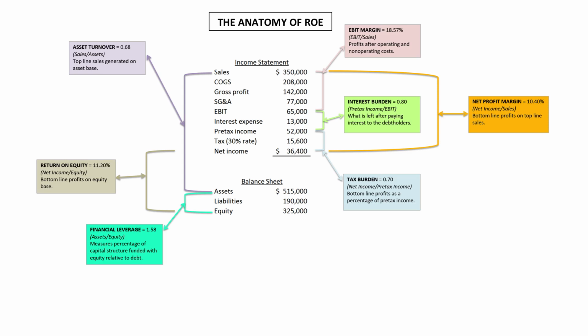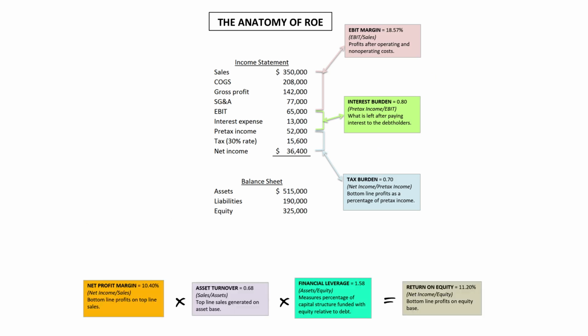Okay, now if we simply combine all this, our return on equity we know was 11.2. Profit margin, either net income divided by sales or EBIT margin times your interest burden times your tax burden. Either way, you've got your profit margin of 10.4. Multiply that by your asset turnover of 0.68. Then multiply that by your degree of financial leverage of 1.58. And therein lies that return on equity of 11.2. But now we know what's driving that return on equity.